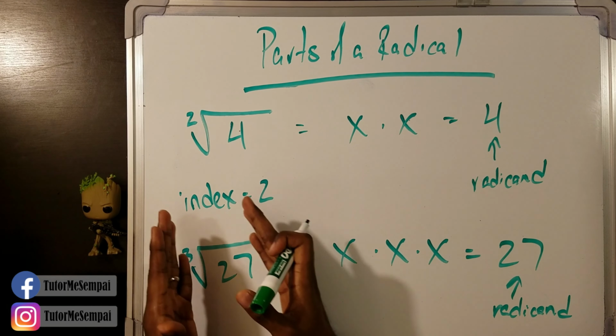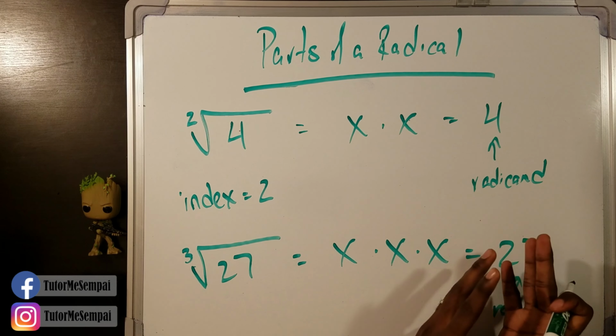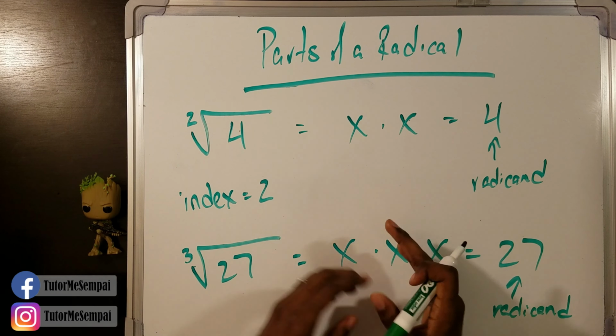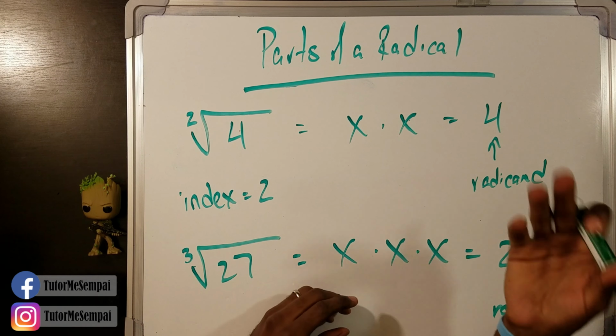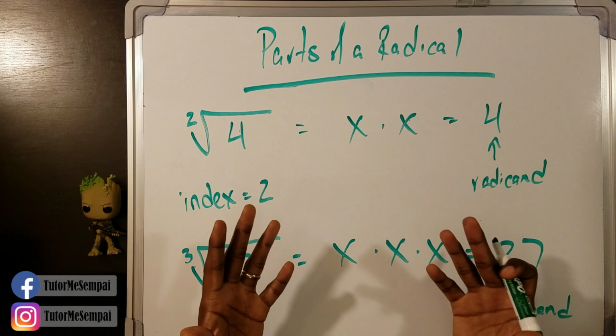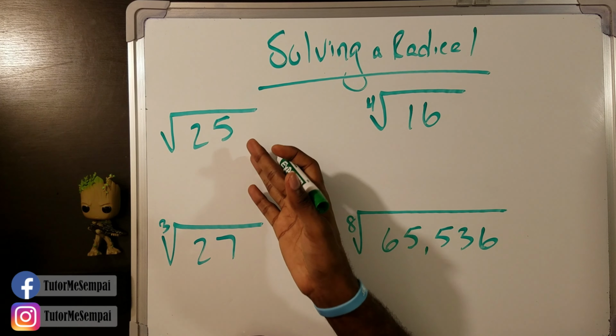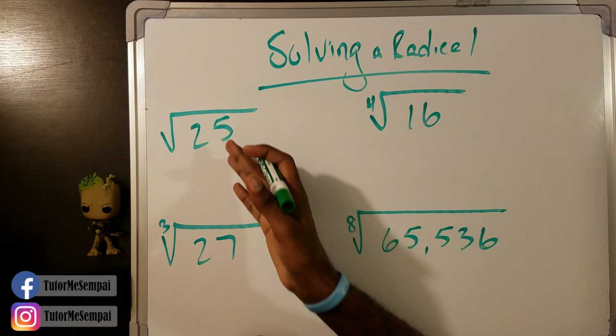So we have the index, which pretty much controls what type of radical you have. And then you have your radicand, which is your number of interest that you're trying to hit. And of course, to hold everything together, you have your radical symbol. Now that we've discussed the parts of a radical, let's solve one. Here we have 4 radicals that we want to solve. The first one is going to be our square root of 25.